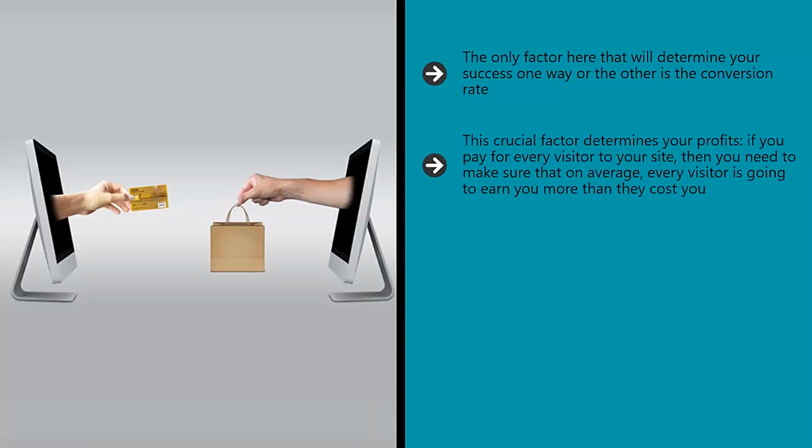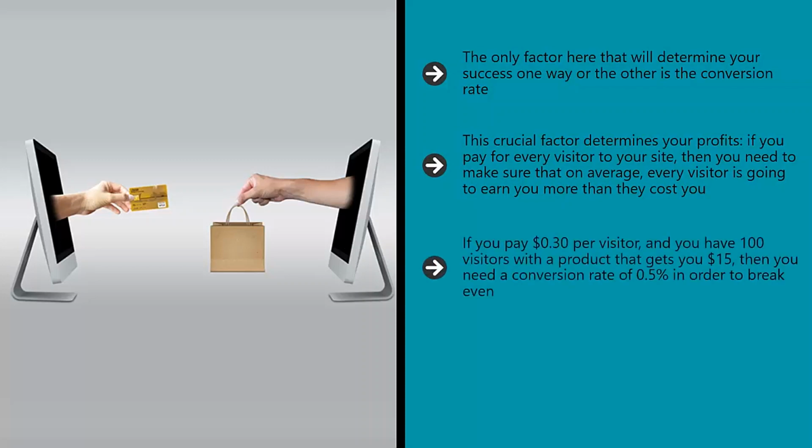If you pay for every visitor to your site, then you need to make sure that on average, every visitor is going to earn you more than they cost you. If you pay 30 cents per visitor and you have 100 visitors with a product that gets you $15, then you need a conversion rate of 0.5% in order to break even. 50 visitors will cost you $15, so as long as one of them buys something from you, you're good.